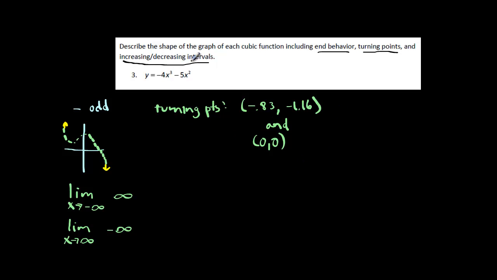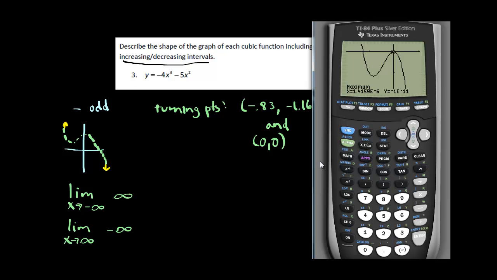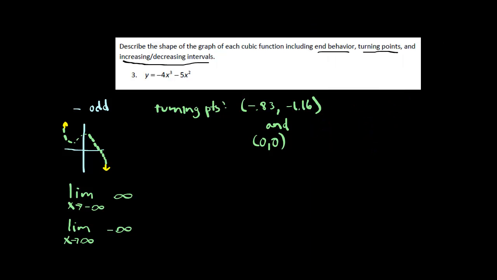The increasing, decreasing intervals, what we want to do is take a look at what this graph looks like. And let's just get a little picture of it over here. Something like that. Just to get an understanding of where it's negative, where it's positive, and then where it's negative again. Again, the two turning points were here and here. It's positive from here to here, and it's negative from there to there, and there to there.